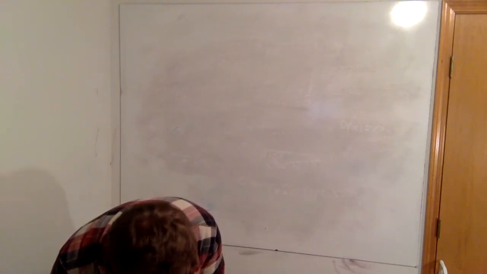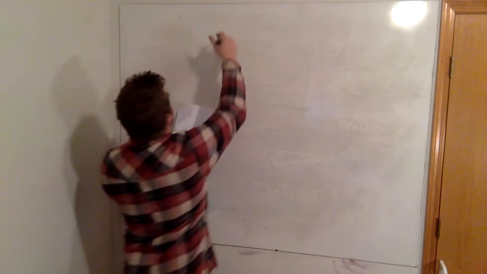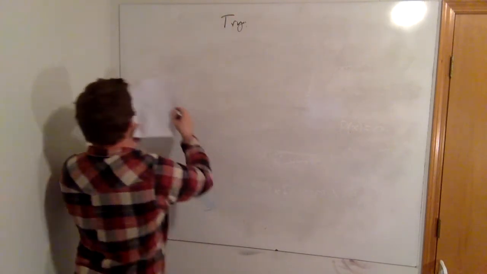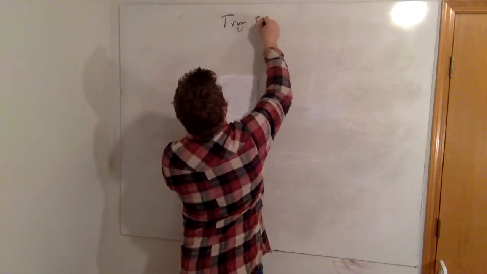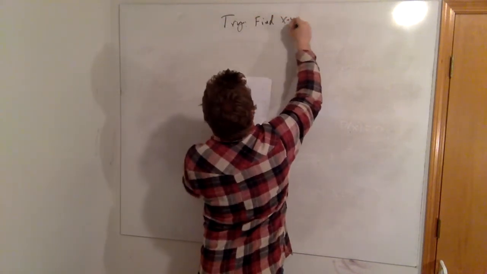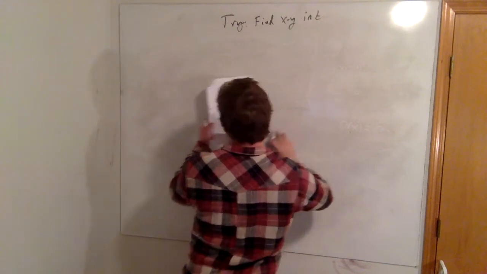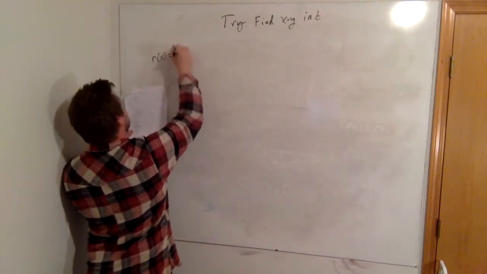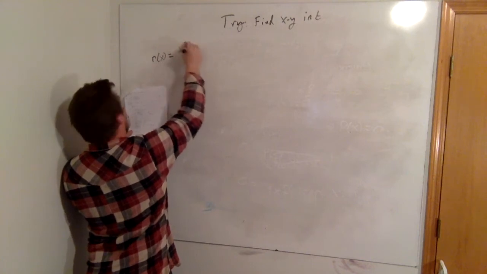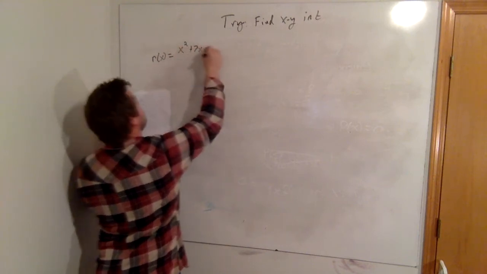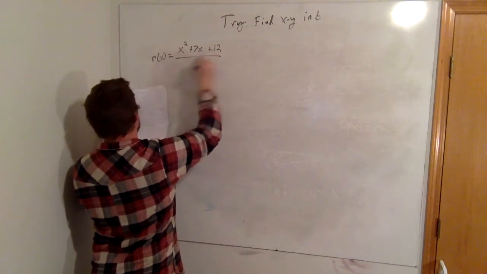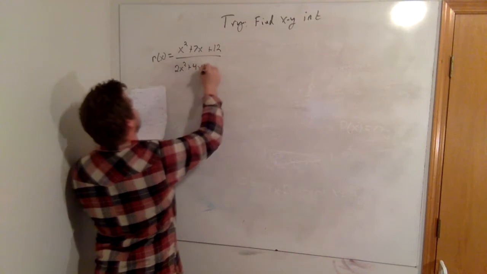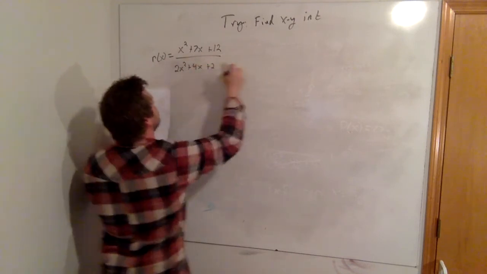First one. Okay, try. Okay, so I want you to try it. Find x and y intercepts. I'm going to put 3 up on the board. The first one: r of x equals x squared plus 7x plus 12 all over 2x squared plus 4x plus 2. Go ahead and find the x and y intercepts.